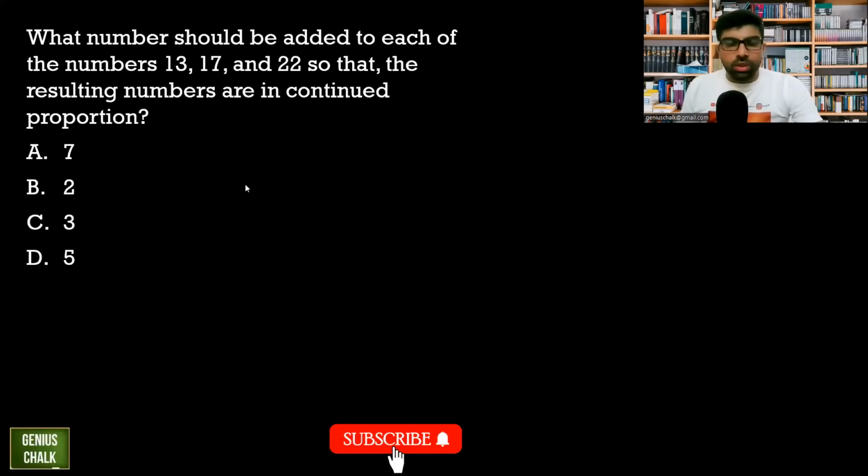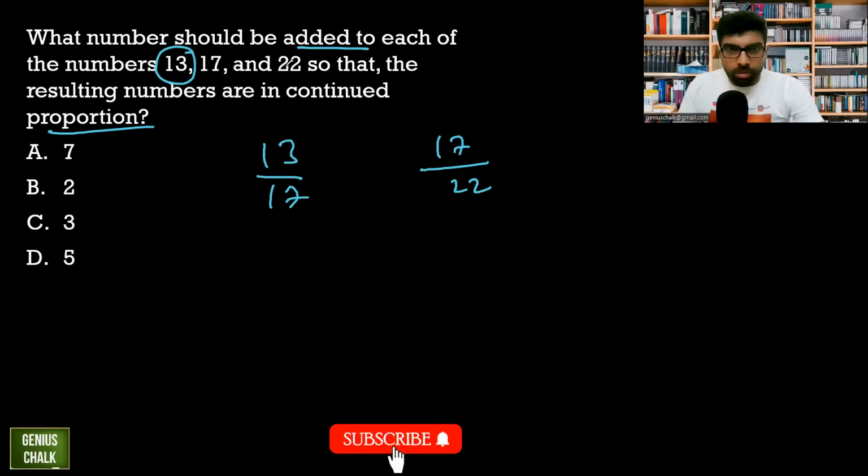This is the most trending question since the last 2-3 years in every placement, every government and private sector exam. What number should be added so that these numbers are in continued proportion? Let's see. Now I will solve this by the advanced method. 13, 17 and 17, 22, because the fourth number is not available. So they are in continued proportion.